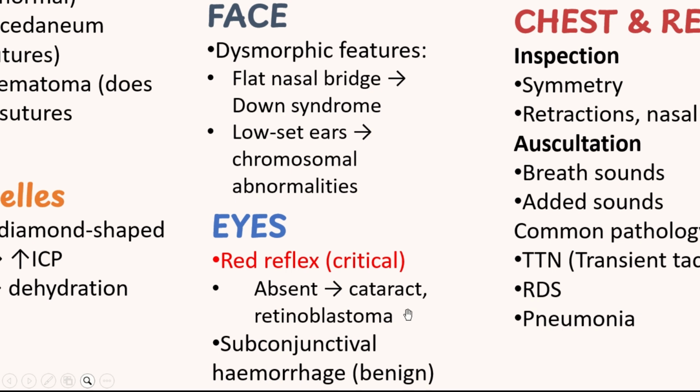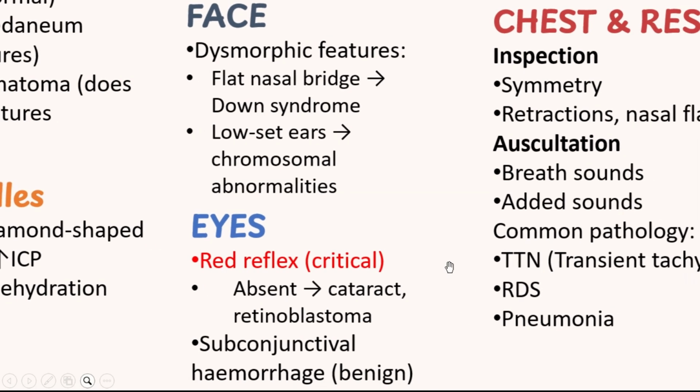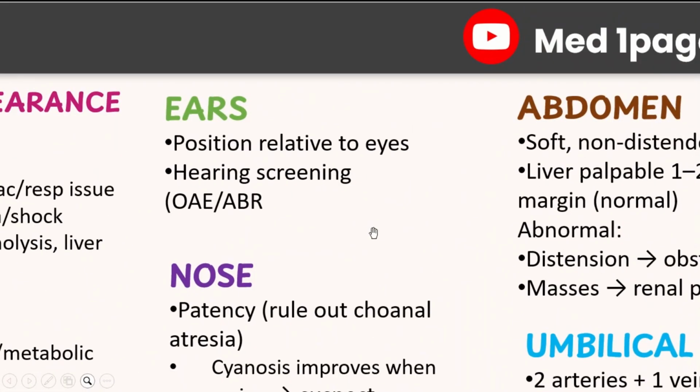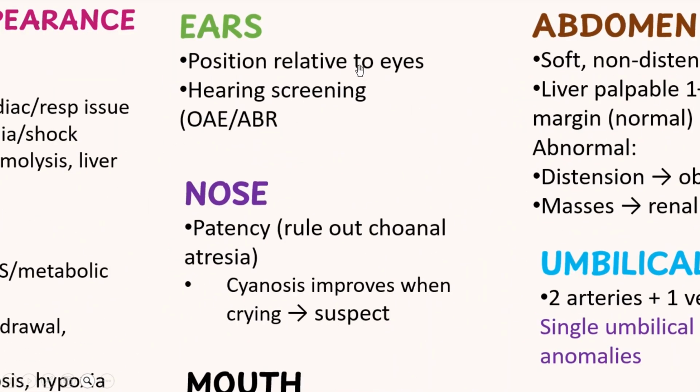Sometimes we have the subconjunctival hemorrhage, and this might be benign. You may find a baby who is born with a blood spot in the eye. Most of the time, this is going to be benign, and you may need to reassure the mother. For the ears, their position is important, and sometimes hearing also needs to be assessed. You may find that this child does not hear very well.